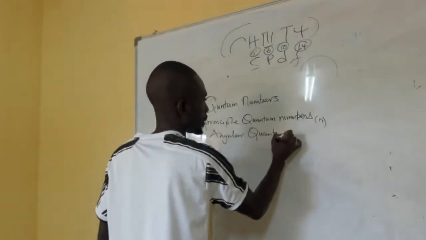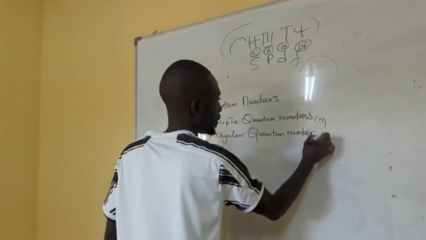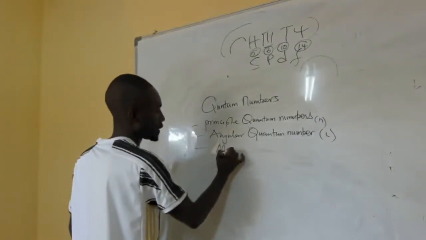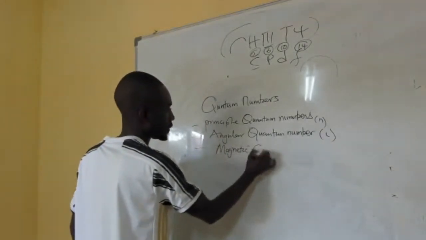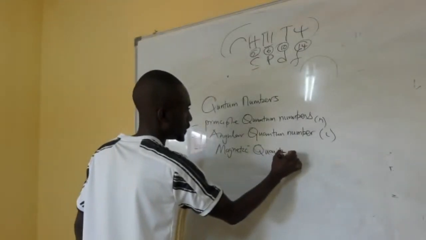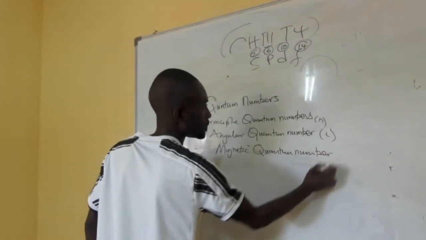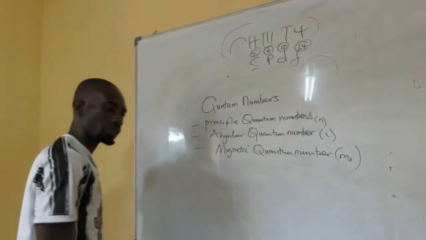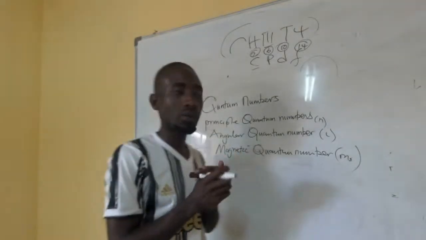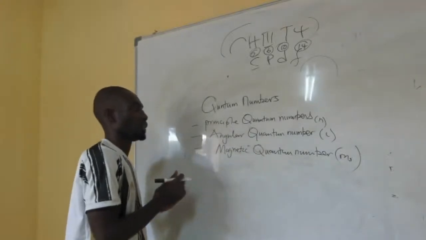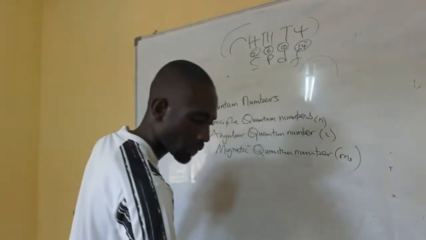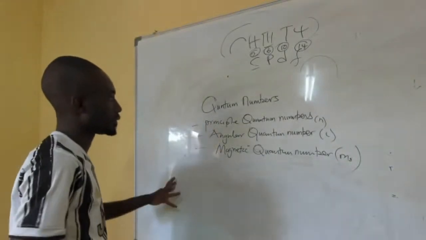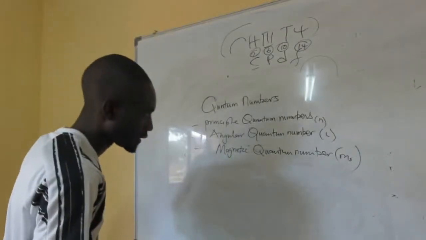Then we have the magnetic quantum number, and the spin quantum number, which is ms. So all these, students are required to know the definitions of these, because we usually ask. These are very much cardinal in terms of consideration.